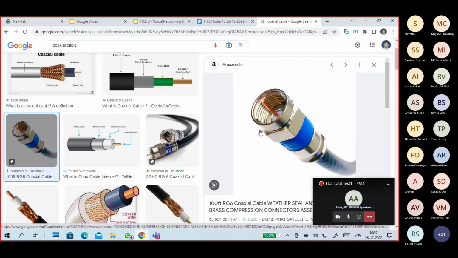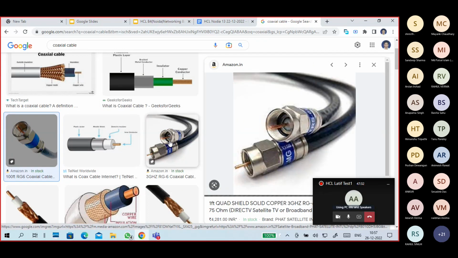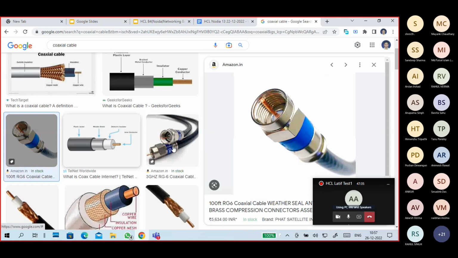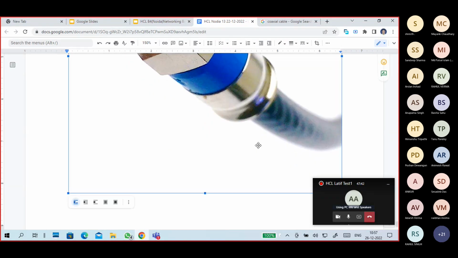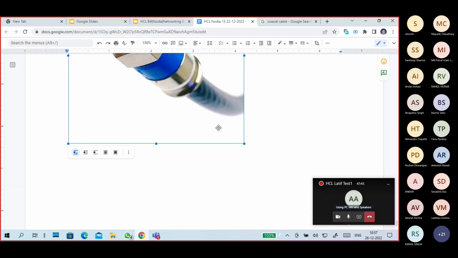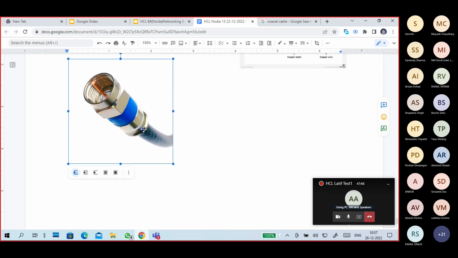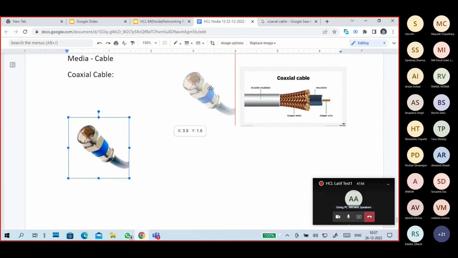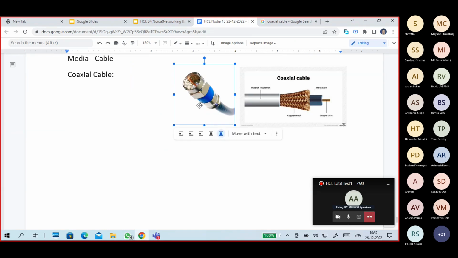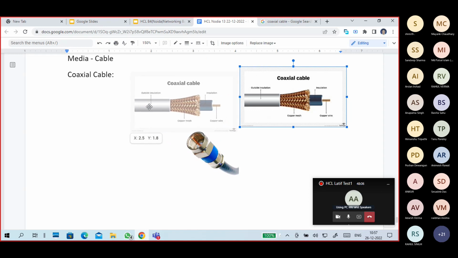For connectivity, we use different types of connectors. You can see here it is also a different type of connector. In our India, mostly we know this one for cable TV purposes. Still now we are using it for dish antenna kind of stuff, right? So we are still using this kind of cable. Connectivity part. So how to arrange these things?